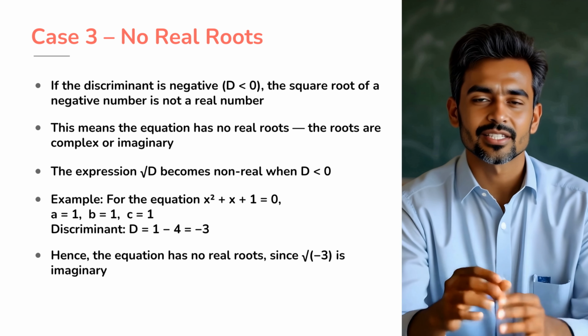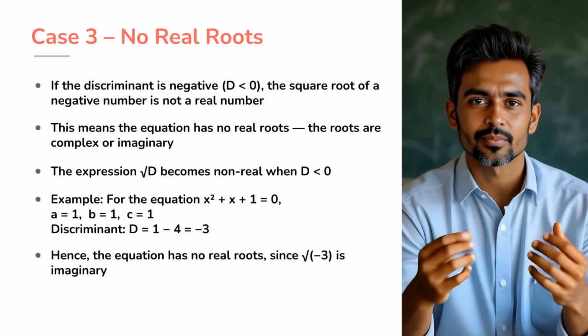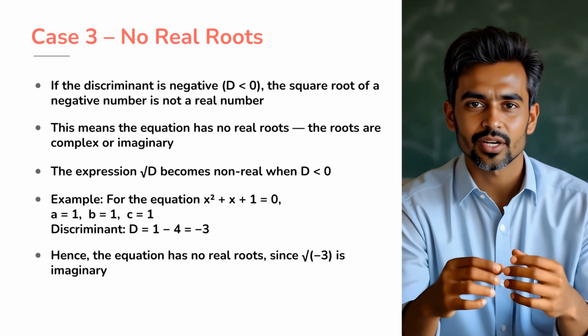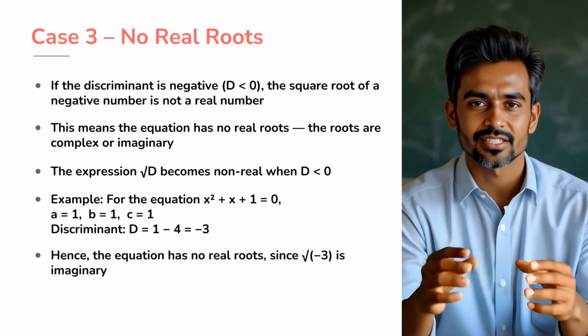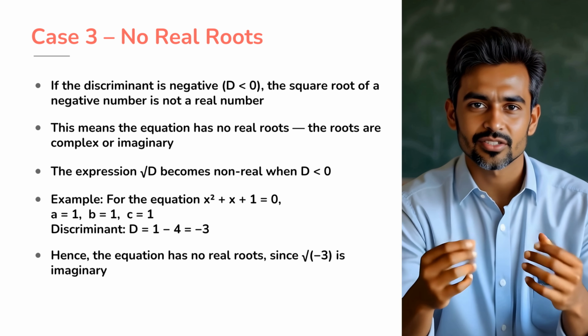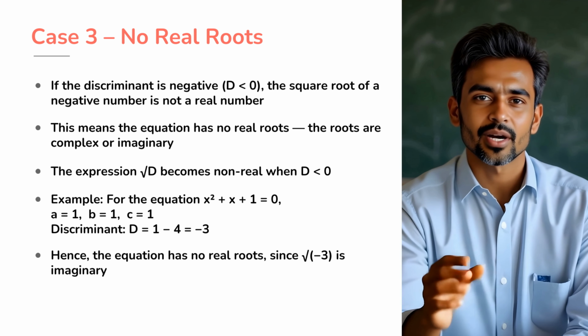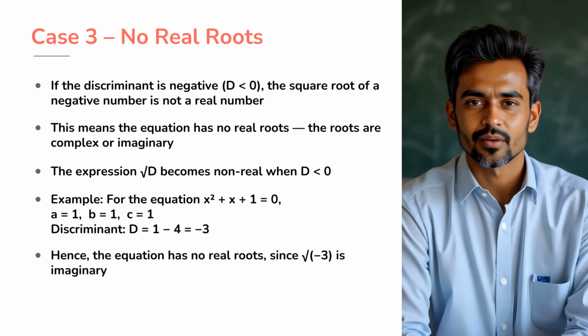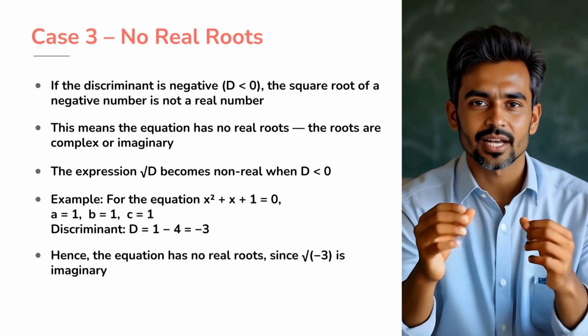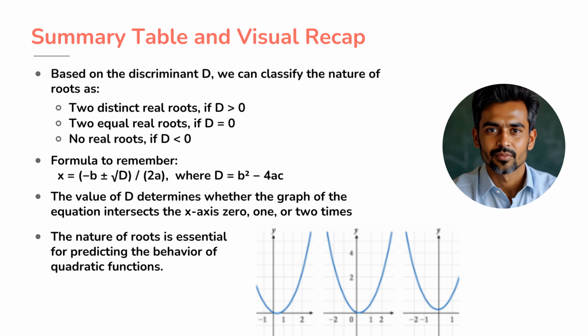Let's look at this example: x squared plus x plus 1 equals 0. Here, a equals 1, b equals 1, and c equals 1. So, D equals 1 minus 4 equals minus 3. Since the square root of minus 3 is not a real number, we conclude that this equation has no real roots, only imaginary ones. To wrap it all up, let's organize everything in a neat summary.